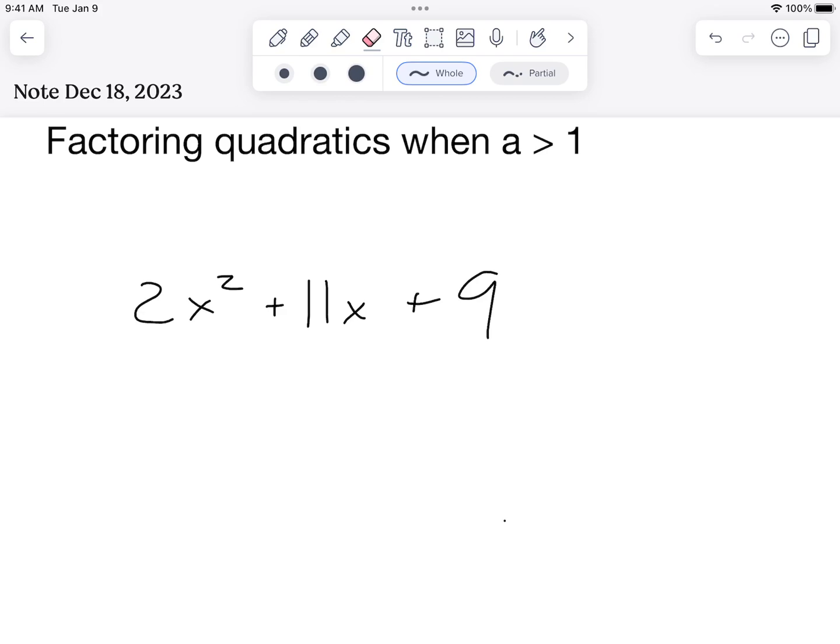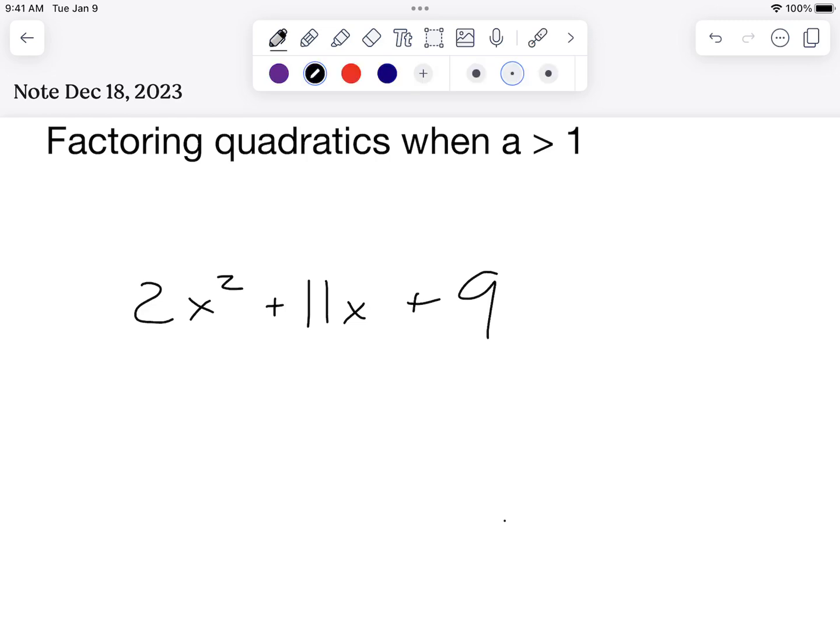Hey guys, this lesson is about factoring quadratics when a is greater than 1. So, kind of like last time, we are looking to factor this quadratic. However, now there's a number in front of the x squared. So we can't start by looking for numbers that multiply to 9 and add to 11. We're going to have a different strategy.